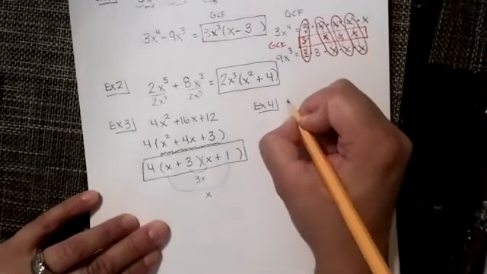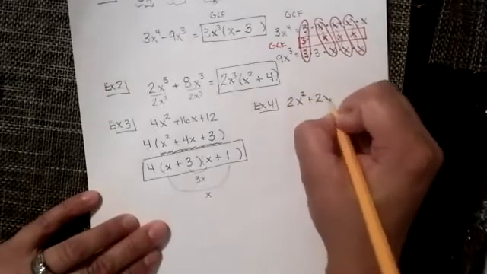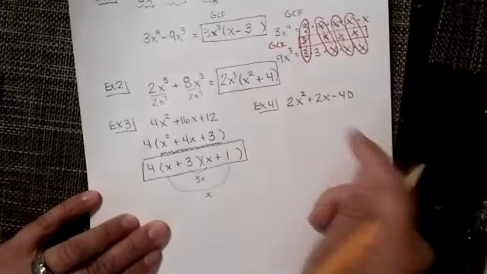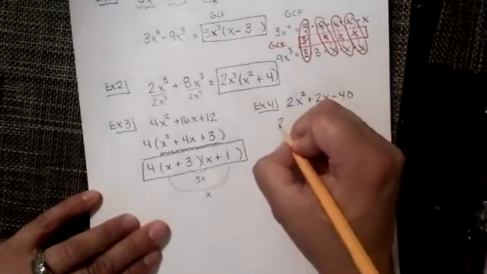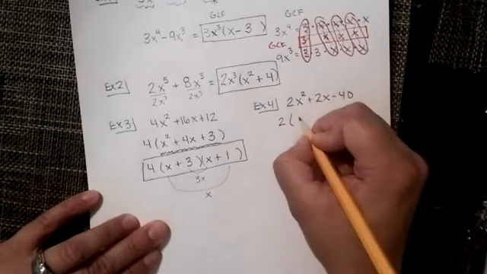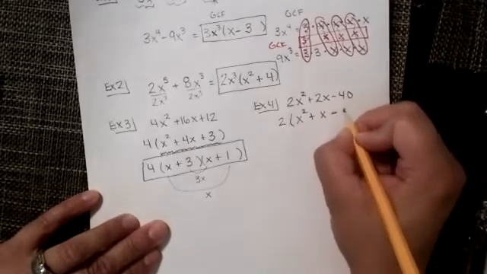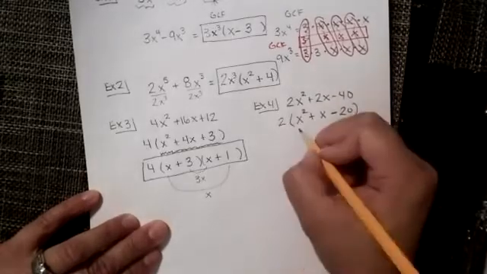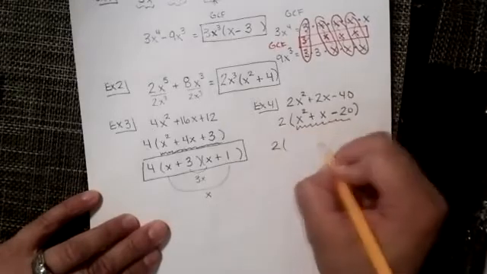Let's say we had 2x squared plus 2x minus 40. Well, they all have a 2 in it, so 2 is going to be my GCF. If I factor out a 2, I'm left with x squared. If I factor out a 2, I'm left with the x. And if I factor out a 2 here, I'm left with the 20. I'm now going to factor this piece out. Don't lose the 2. The 2 is out in the front.